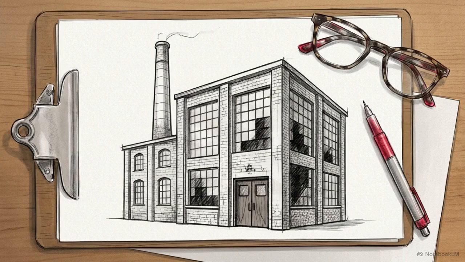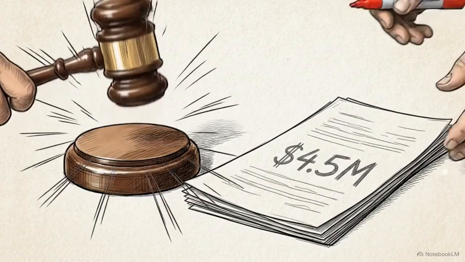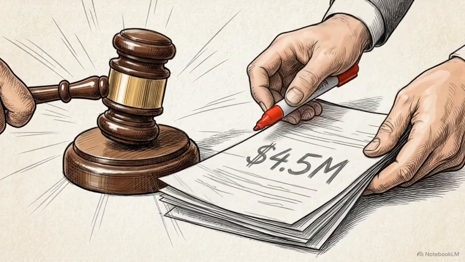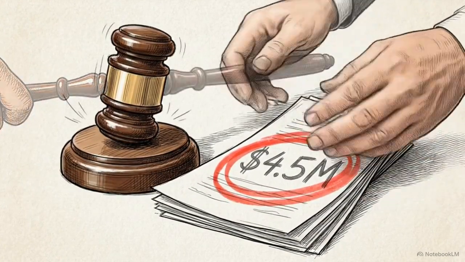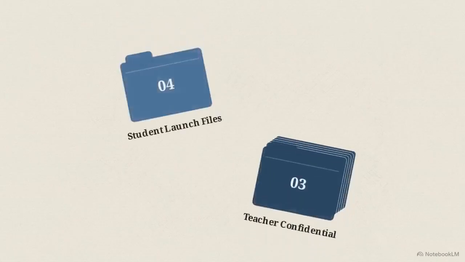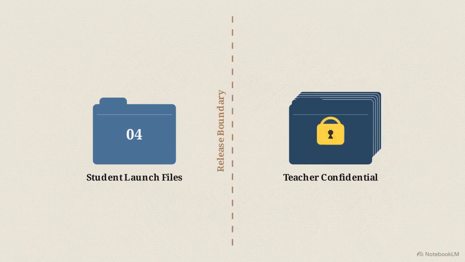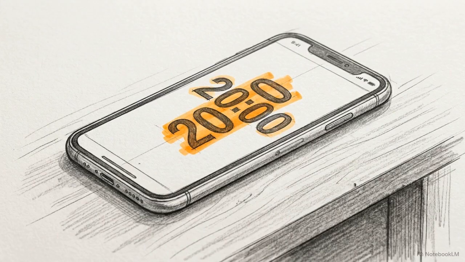In the next few days, your 8th grade students are going to decide the fate of a vacant factory in a 10-day simulation called The Hearing. Their mission is to recommend a site reuse that stays within a fixed $4.5 million capital grant. To get your classroom ready for this committee work, we need to organize the materials, secure the confidential files, and master the grading system. This entire setup takes exactly 20 minutes.